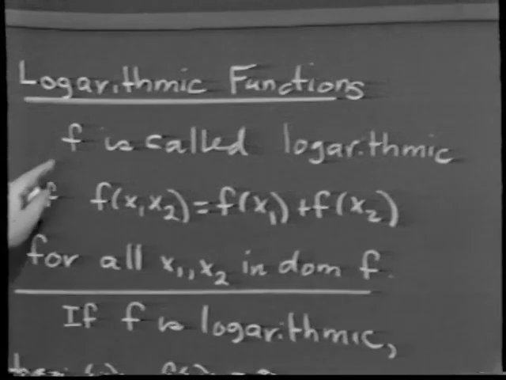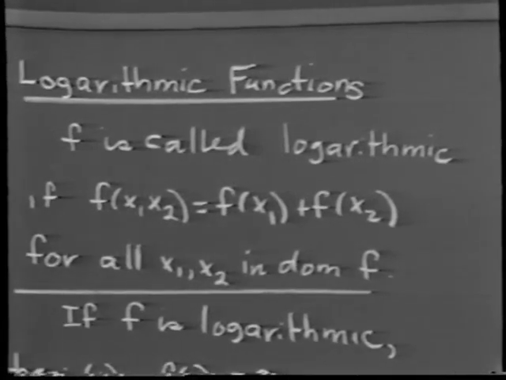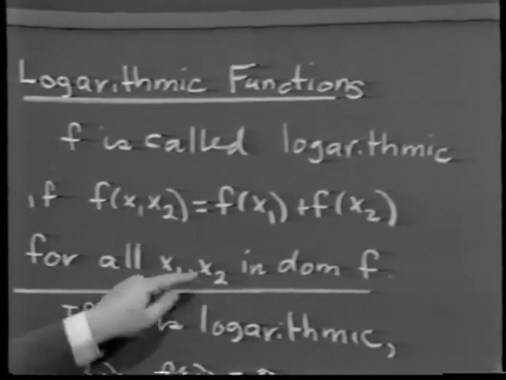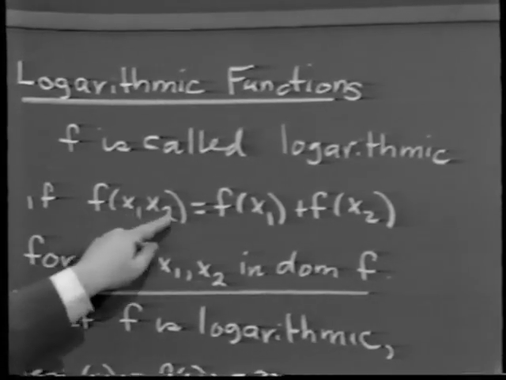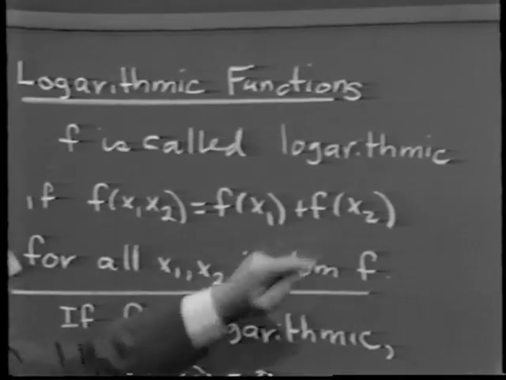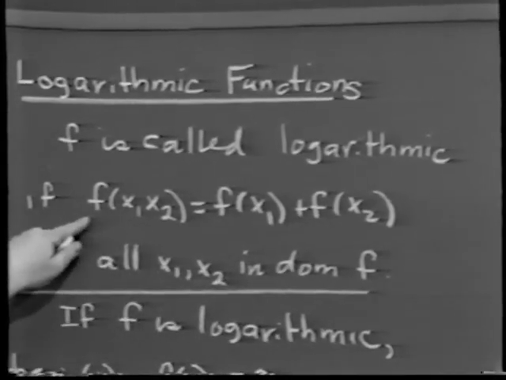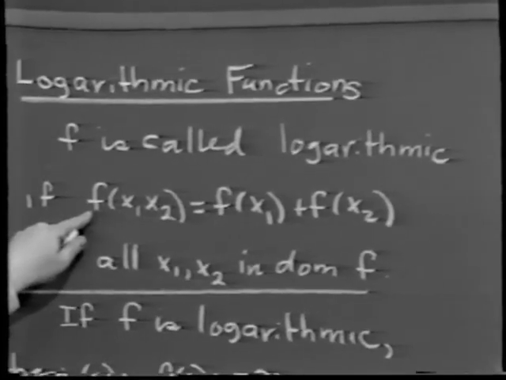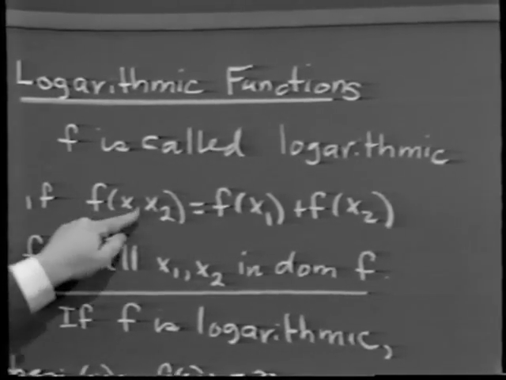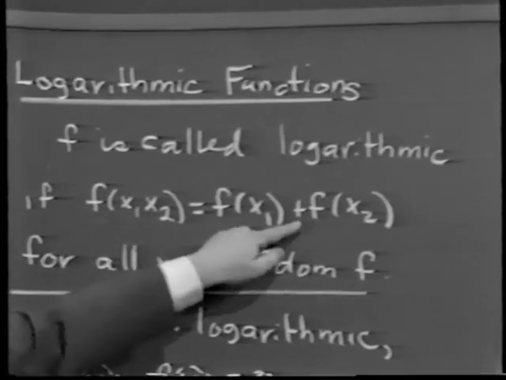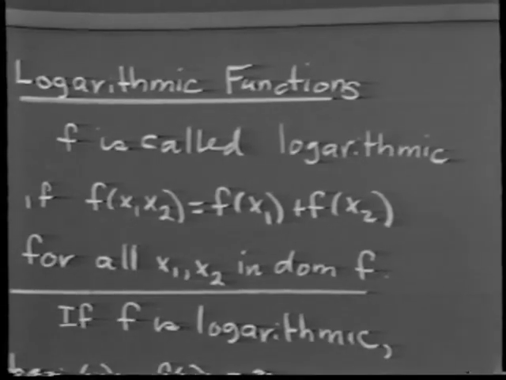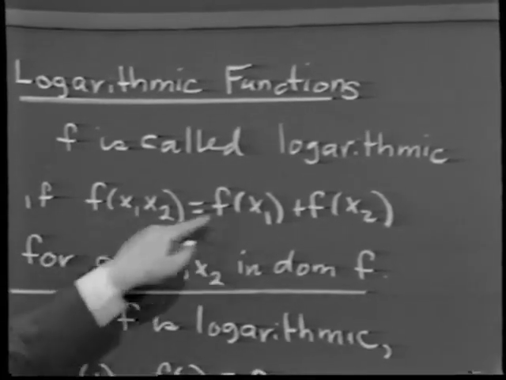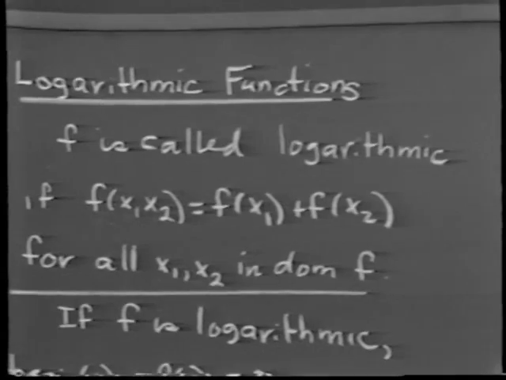Specifically, a function f is called logarithmic if, for all x1, x2 in the domain of f, f of the product of x1 and x2 is f of x1 plus f of x2. In other words, since we know what nice properties a logarithm has, let's define any function f to be logarithmic if f of a product is equal to the sum of the f's. Okay? Now you see, this may sound like a pretty simple statement, but it's quite demanding.